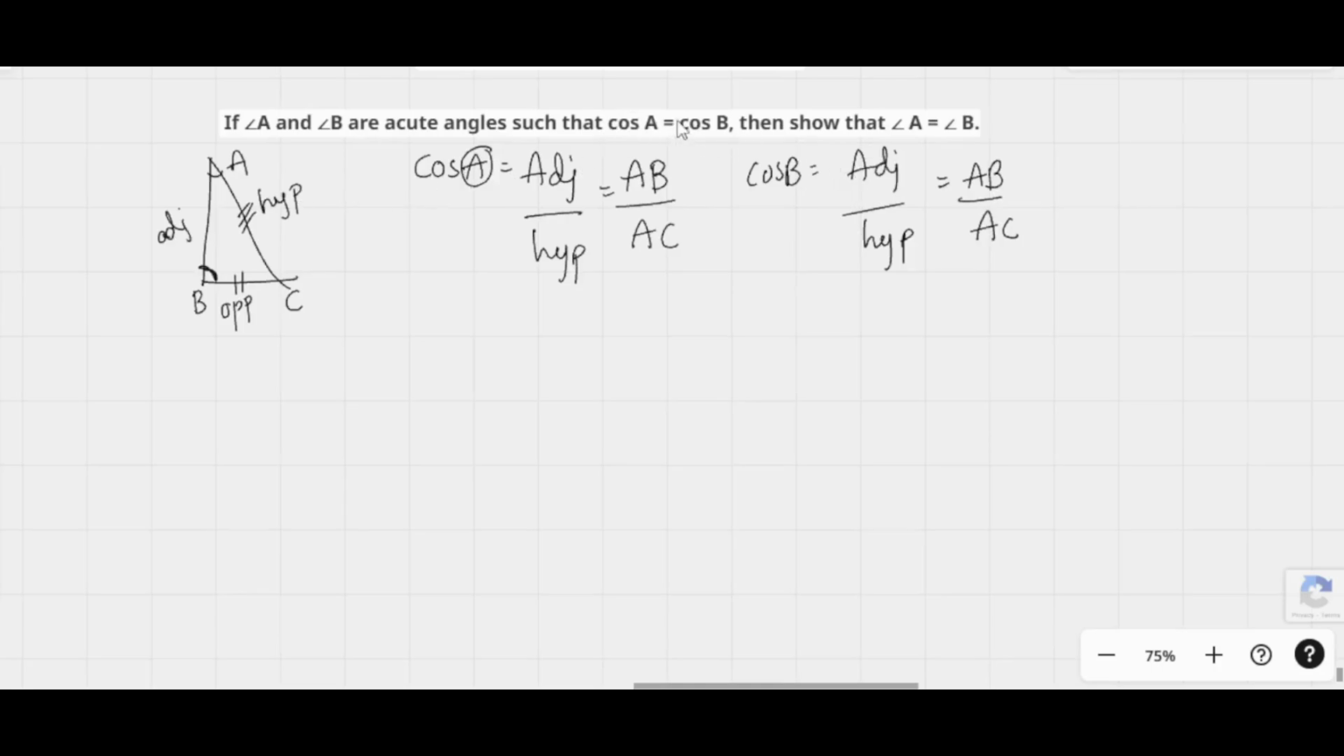Let us see. They told the condition, always go with the condition. They told that cos A is equal to cos B. So cos A is AB by AC, equal to, again cos B is also AB by AC. See what is happening? Both are equal. So can I prove directly that since both are equal, angle A equals angle B? No, this is not the right proof. So where have we gone wrong here?